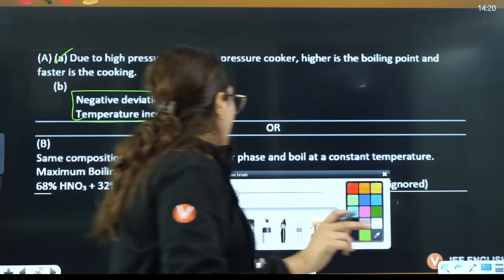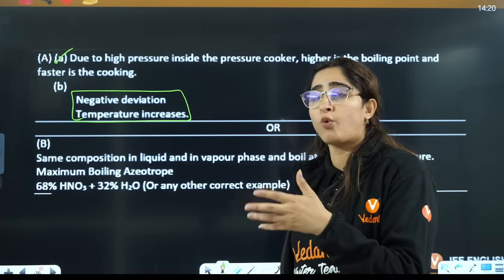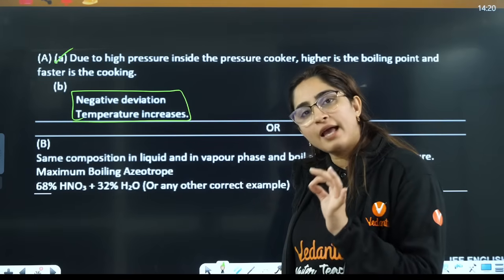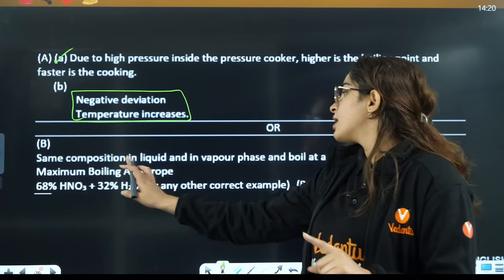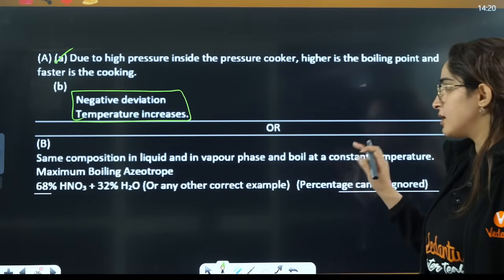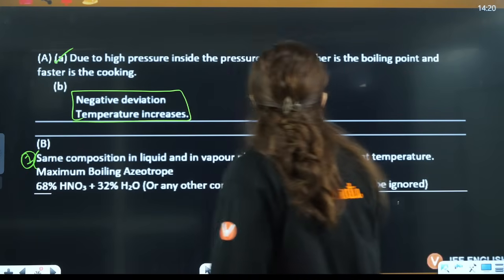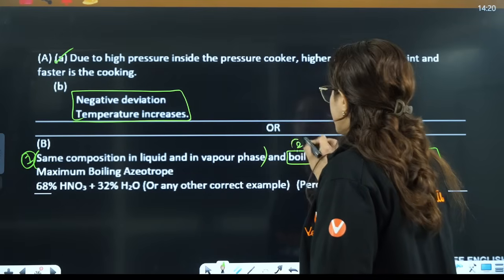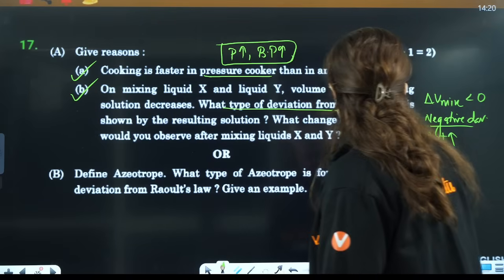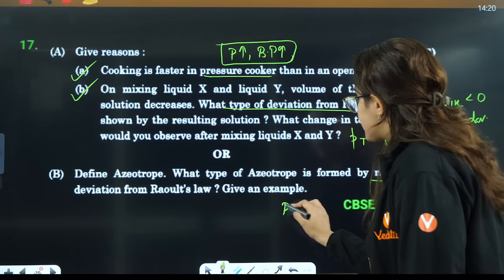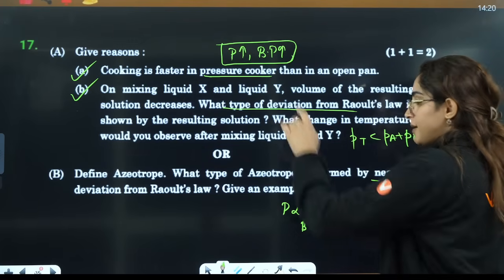Okay. Now let's see what about azeotropes. Azeotropes are mixtures which, for example, alcohol and water have different boiling points. But if they are in an azeotropic mixture, they will have a constant boiling point. That means the composition of liquid and vapor phase is the same, that is the first property of azeotrope. Second is they boil at constant temperature, right? Now, if I talk about negative deviation, always remember pressure is inversely proportional to boiling point in this case, not in that. There I told you the concept here, right?